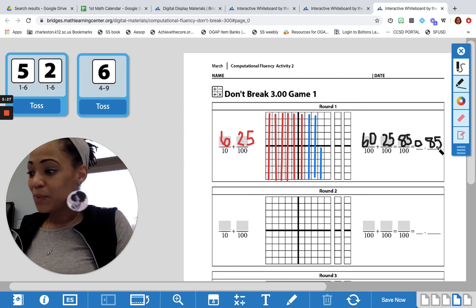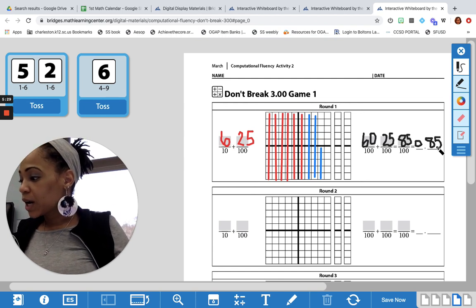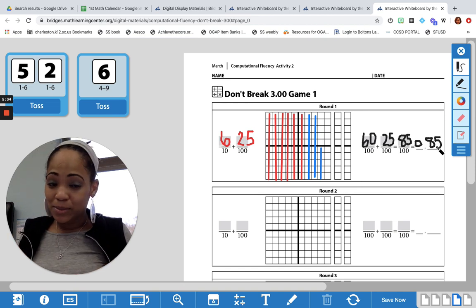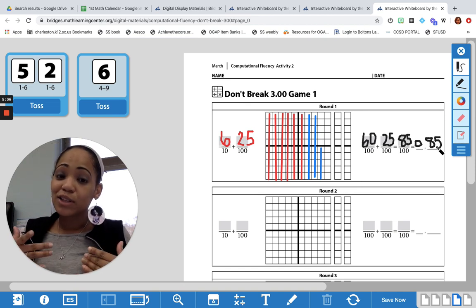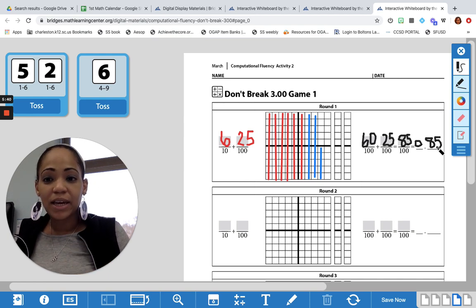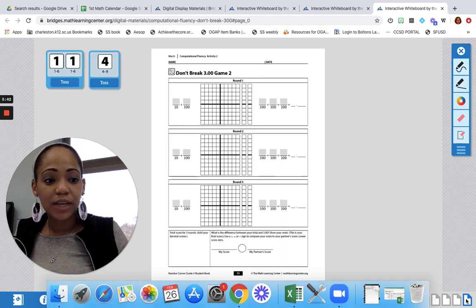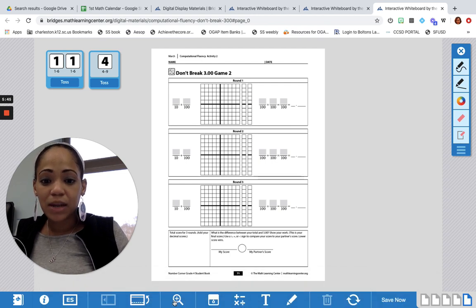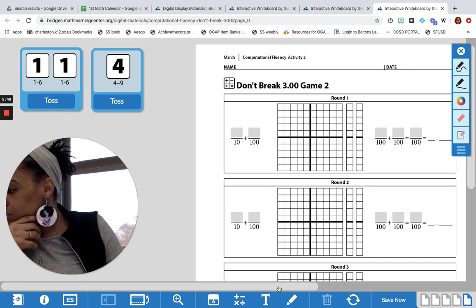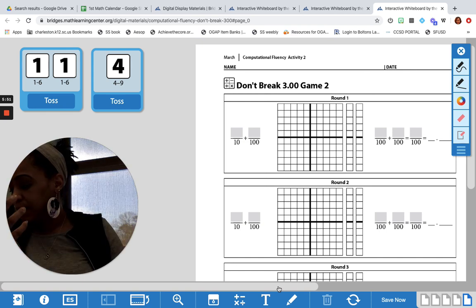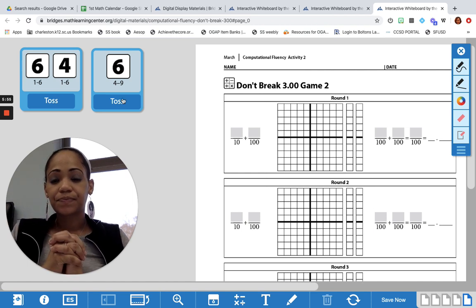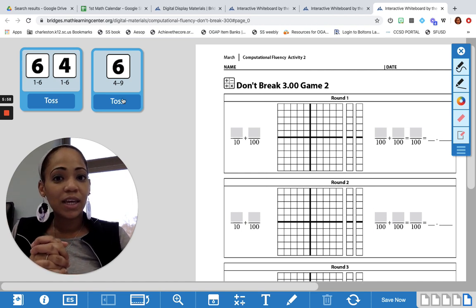So now we will spin for you guys. You don't want to go over 1 if possible, but we also want to get as close to 3 without going over 3 after a total of 3 rounds. So I'm going to go to this page over here, and this will be your page that I'm recording on, and we're going to roll for you guys and do the exact same thing. So here we go. Toss, toss. All right, what are you thinking?